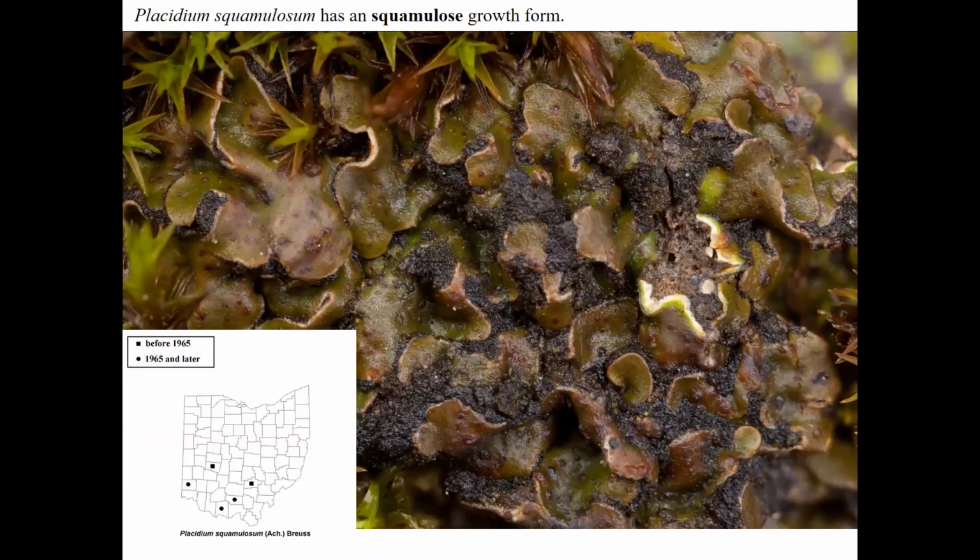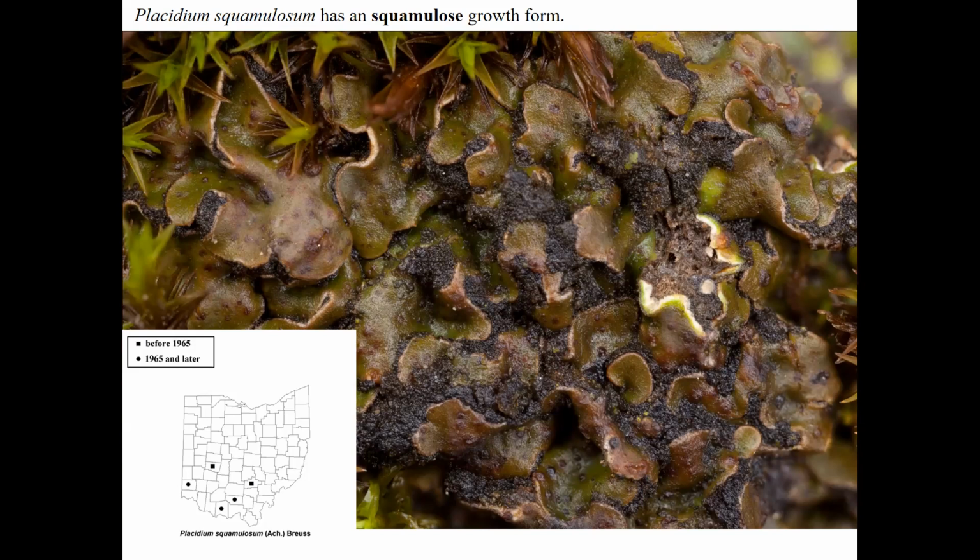And it turned out to be a lichen with a squamulose growth form. Not quite crustose, not quite foliose, but sort of like little flattened, I'm trying to think of a word besides squamules, little flakes that are attached to the substrate. And it's a kind of unusual species, and it's called Earth Stipple Scale. And this is one of the distribution maps for Ohio, where the squares represent early records. I can't remember the cutoff point, maybe 1965, and the circles represent more modern ones.